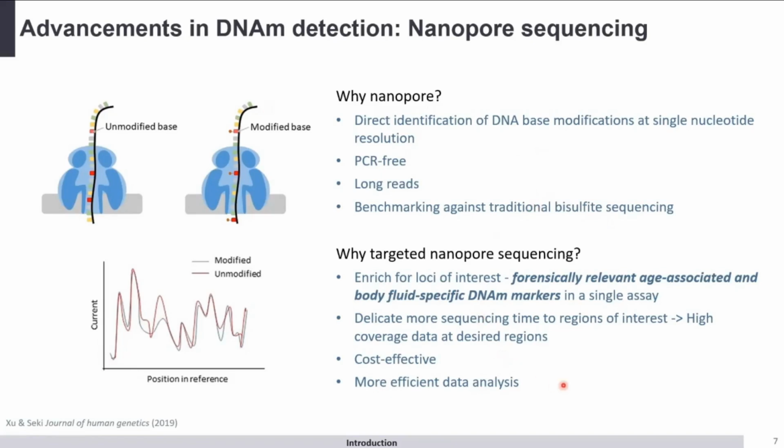With targeted nanopore sequencing, we can enrich for loci of interest, including age-associated and body fluid-specific DNA methylation markers, in a single assay, which minimizes the number of sequencing runs, thus saving both time and resources. This targeted approach ensures high coverage data at desired regions. It is also more cost-effective and enables more efficient data analysis.